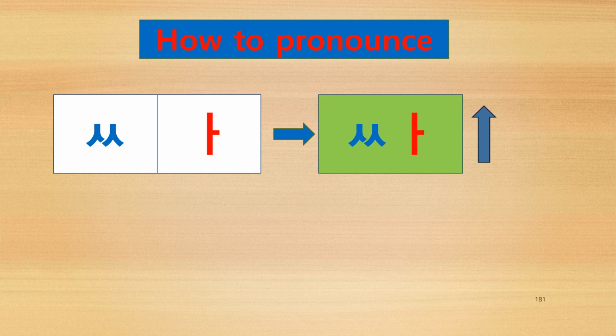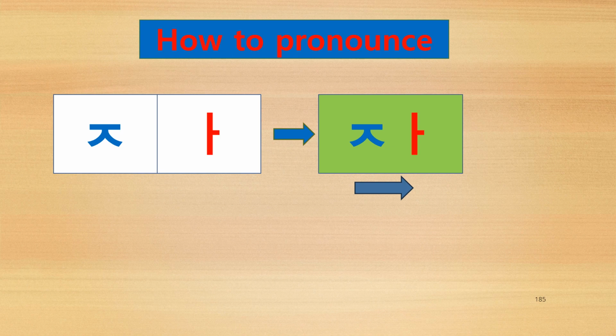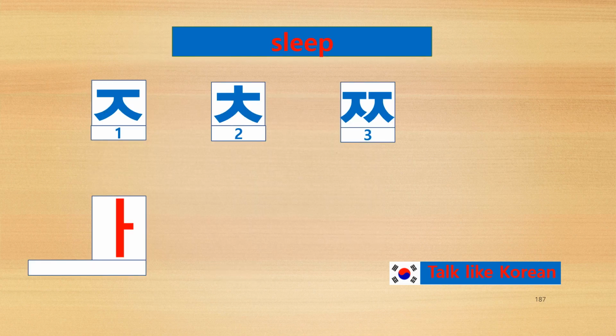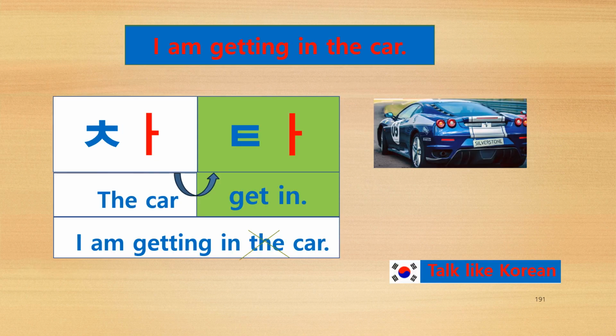And then 싸, high pitched 싸, which means cheap. So 싸, which one? Number 2. Well done. And then 자, which means to sleep. So 나 자, I sleep. And then, so which one? 자. Yay, number 1. Okay, 차, which means a car. So 차 타. So I get in the car.